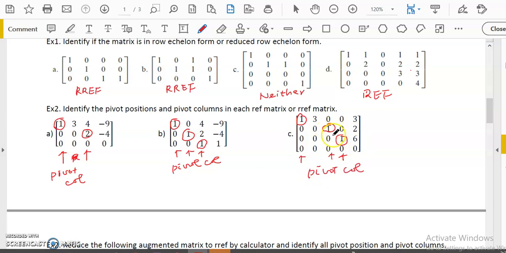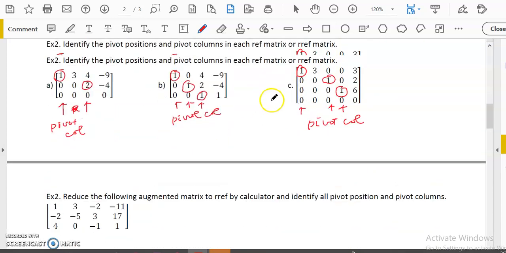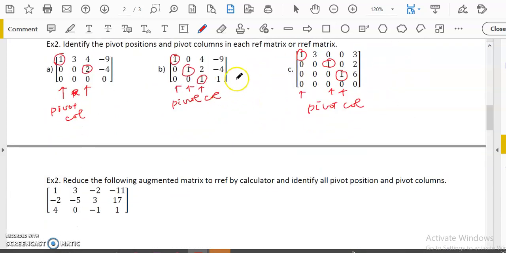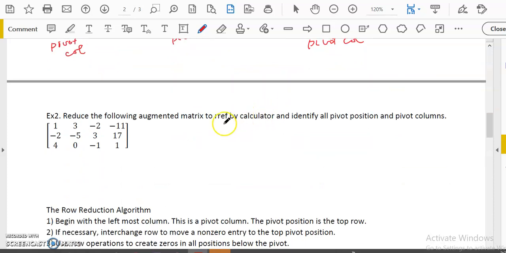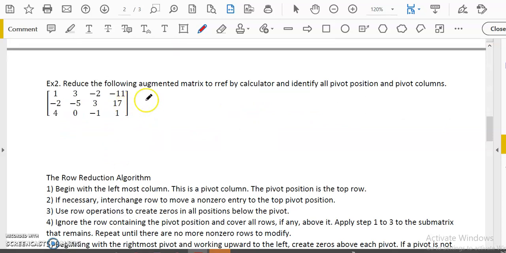Now, all these REF were from an augmented matrix. You use the calculator to convert it into RREF. So I'm going to show you here. If I am to identify pivot position and pivot column, actually I think the most important thing is the pivot column. In solving equations, I have to change it into a REF form first. So just use REF, use a calculator, and the one that I use is a decimal one.